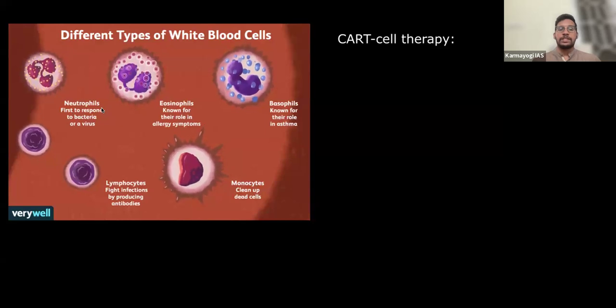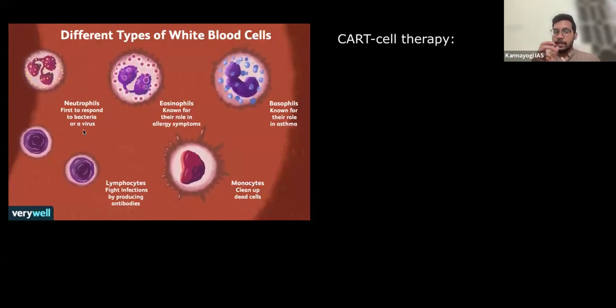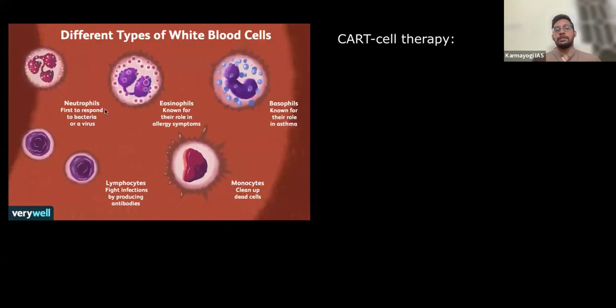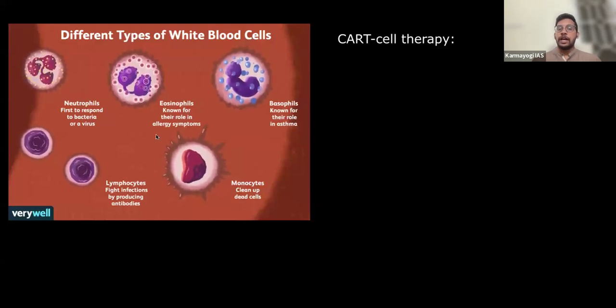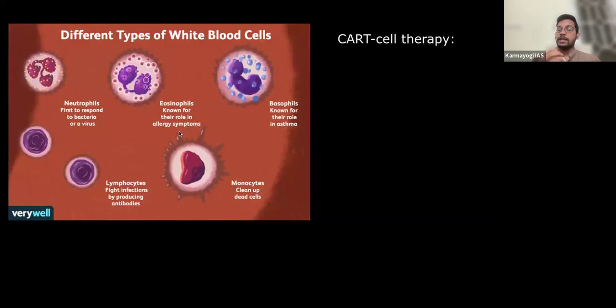We have a few more white blood cells. Neutrophils are the first to respond to bacteria or viruses. If some bacteria or virus enters our body, the first response is done by the neutrophils. However, they don't have the capacity to fight against them; rather, their role is to recognize them. Then we have one more specific white blood cell, called eosinophils. They are known for their role in allergy symptoms. If any foreign body enters, they immediately develop allergy-type symptoms in our human body. They are also part of the white blood cells.